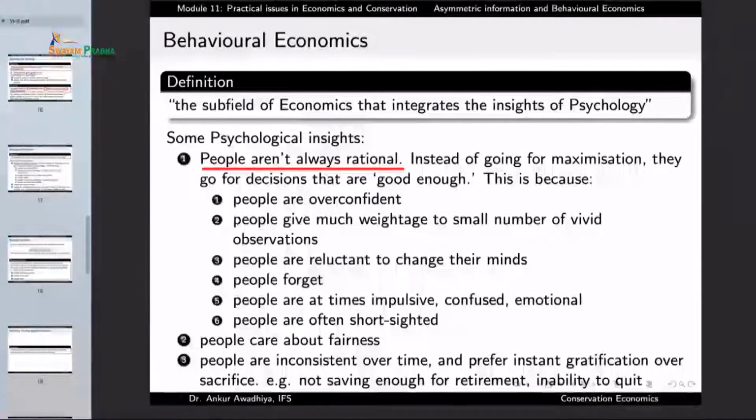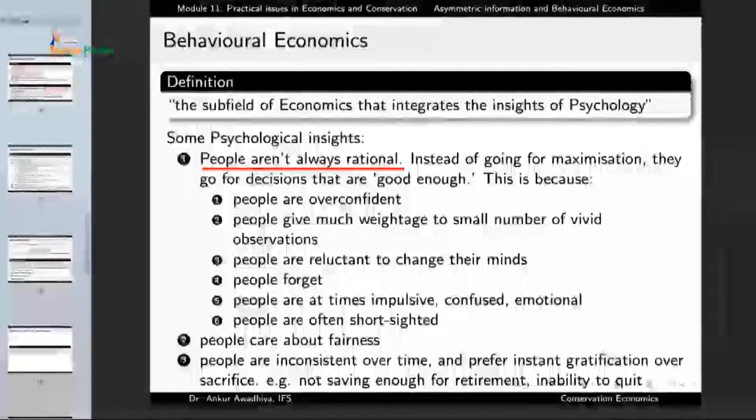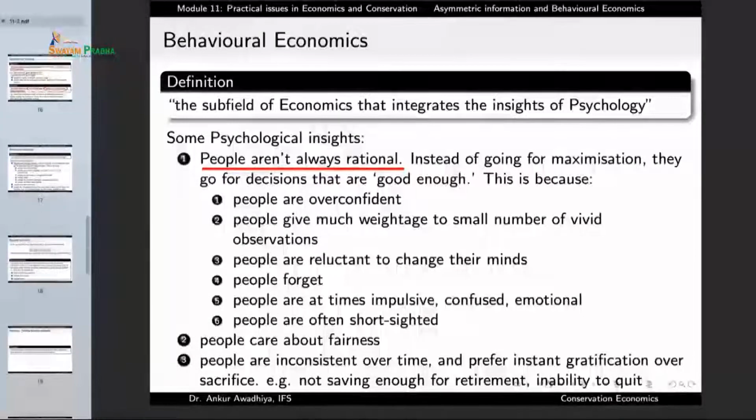People are reluctant to change their minds. So, if somebody goes and tells a factory owner that, okay, you are working at a region where your marginal cost is greater than the marginal revenue, you need to cut down on production, the person might react vehemently. The person might say, oh no, who are you to tell me? Because people are reluctant to change their minds. People assume that whatever they are doing is the correct thing to do.